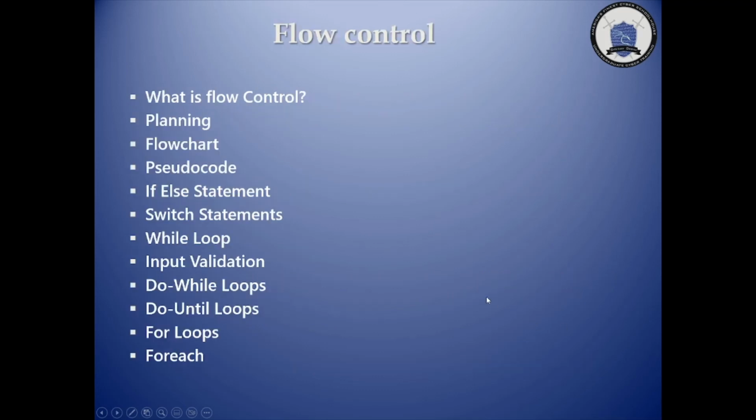Alright, so just to go over a little bit of a summary of what I went over today. We went over flow control, what is flow control, how to do planning, how to do a flow chart, and some good resources for those, some pseudocode and how to do that. And we went over if-else statements, switch statements, and then we went into loops, going through the while loop, do while loops, do until loops, for loops, and then finally the for each loops. And then we also went over input validation and how to implement that into certain loops.